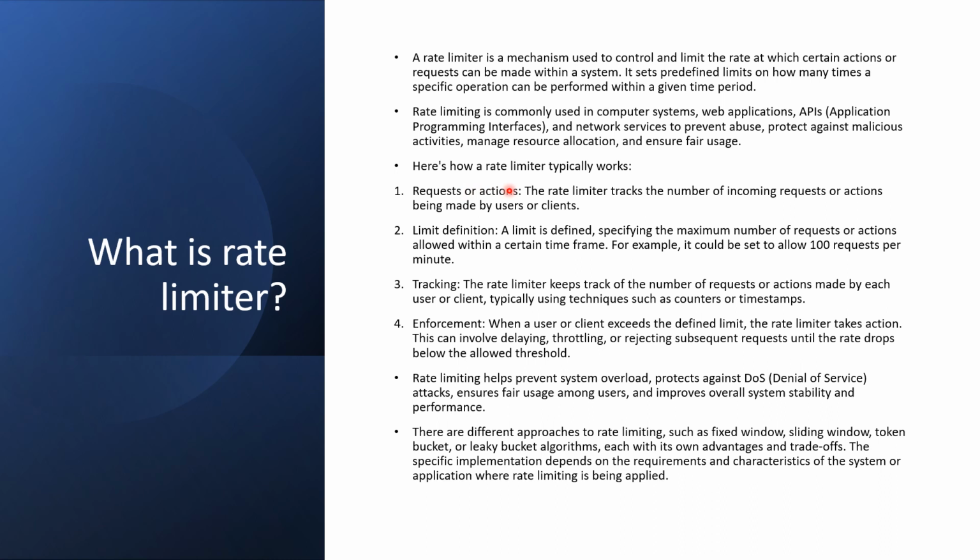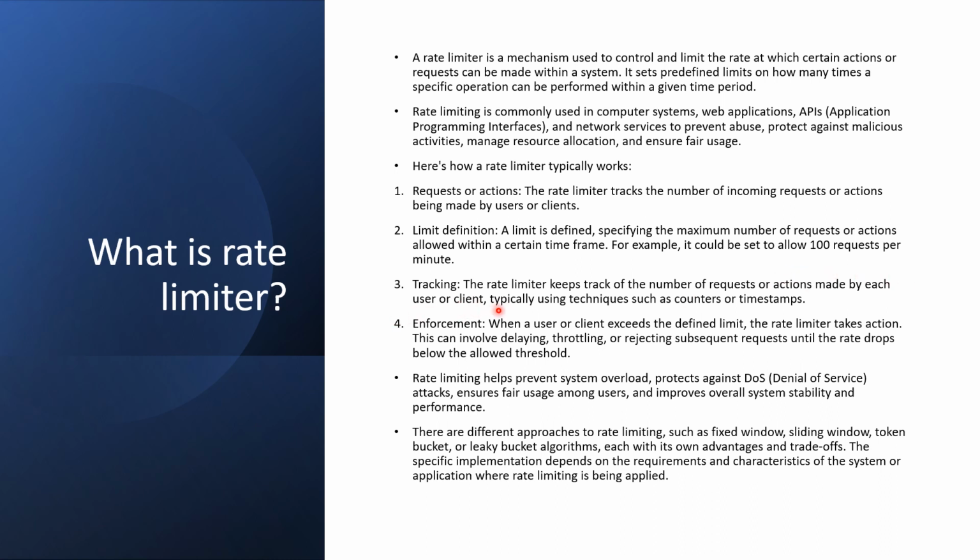Here's how a rate limiter typically works. First one, requests or actions. The rate limiter tracks the number of incoming requests or actions being made by the user or clients. Second one, limit definition. A limit is defined specifying the maximum number of requests or actions allowed within a certain time frame. For example, it could be set to allow 100 requests per minute.